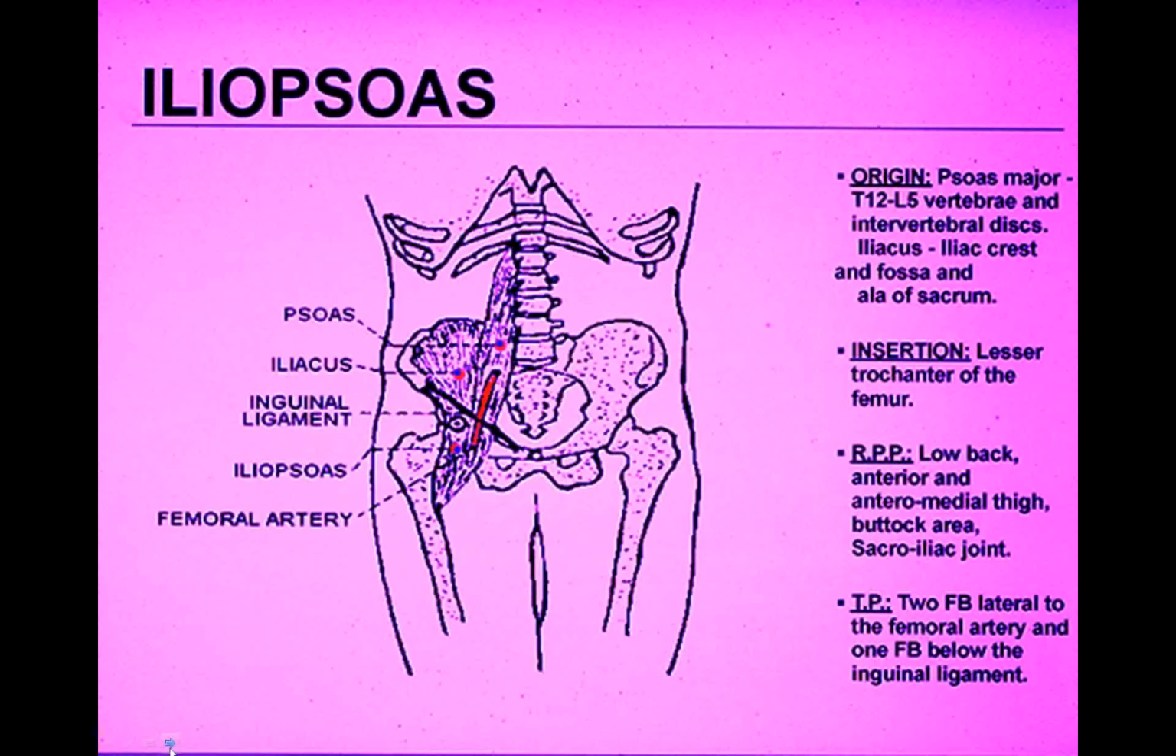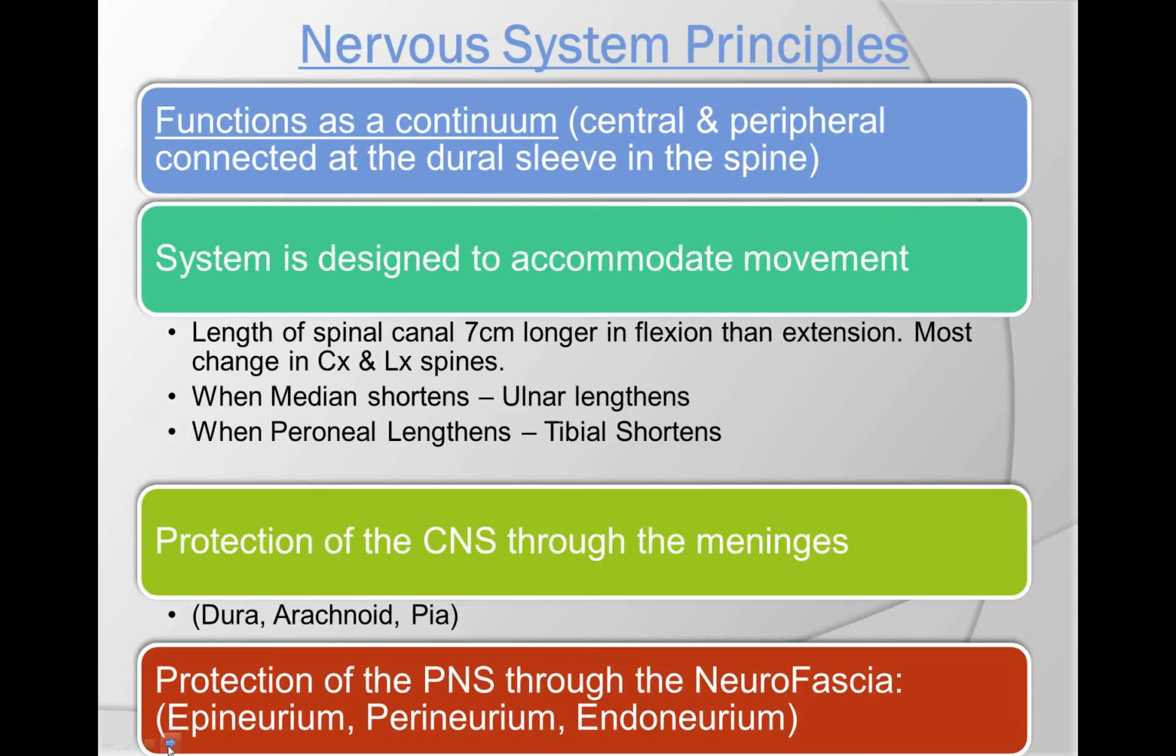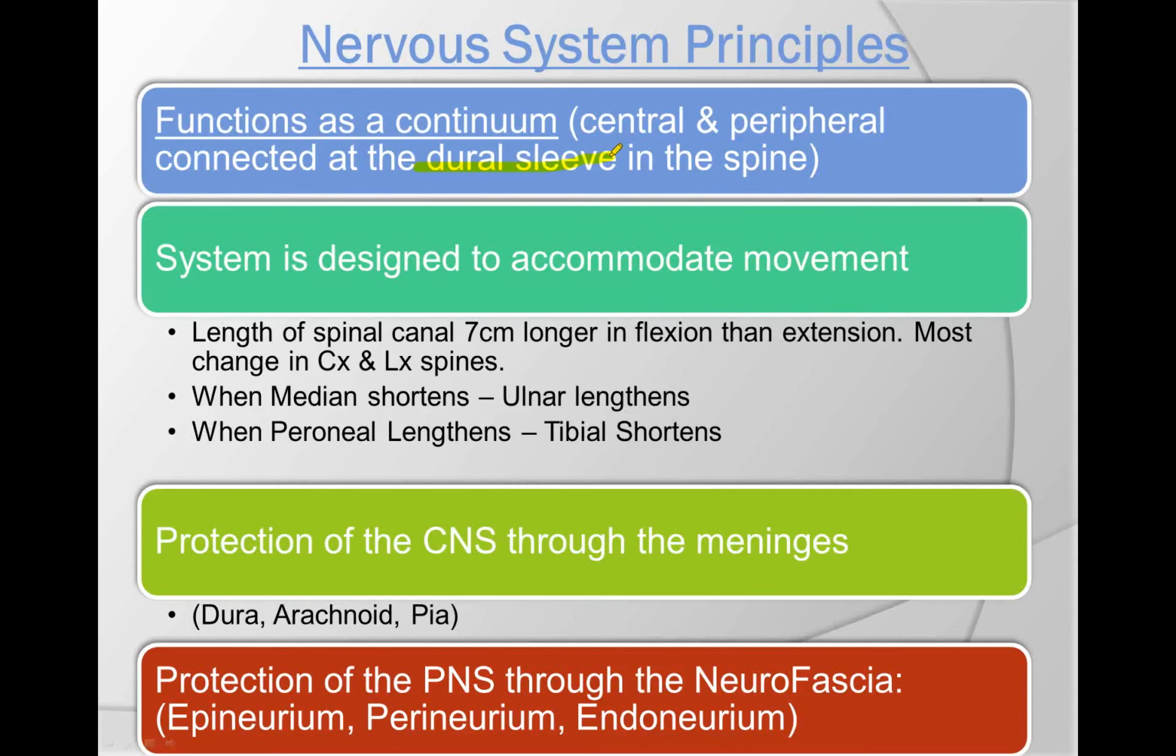This was just a picture of the psoas again, but I'm going to bring up the concepts of neuromobilization. So, the nervous system, central and peripheral nervous system, function as a continuum, and the fascial connection between the central and peripheral nervous systems is the area of the dural sleeve.